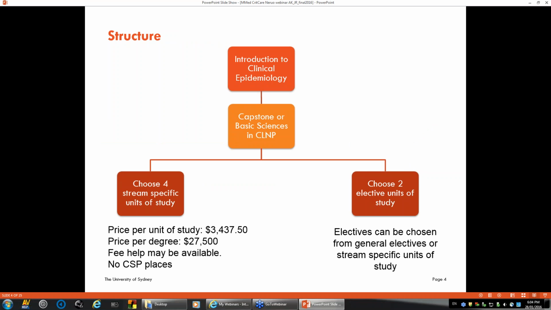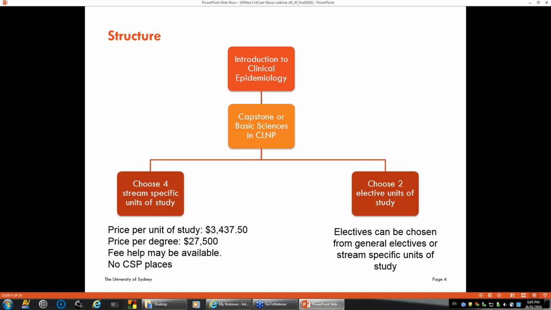In general, this is what the structure looks like, and I'm talking mostly about the master degree here. To complete the master degree, you must complete Introduction to Clinical Epidemiology, and if you're doing critical care, you also need to complete the capstone and 4 stream-specific units of study and 2 elective units of study. If you're enrolled in clinical neurophysiology, you must complete the Introduction to Clinical Epidemiology and the basic sciences in clinical neurophysiology, 4 stream-specific units of study and 2 elective units of study. If you're undertaking the graduate diploma, you must do the Introduction to Clinical Epidemiology and the stream-specific requirements and 1 elective. If you're doing the graduate certificate, you need only complete 4 stream-specific units of study.